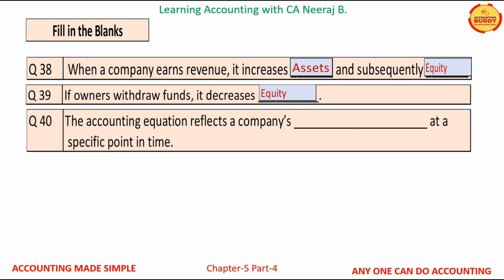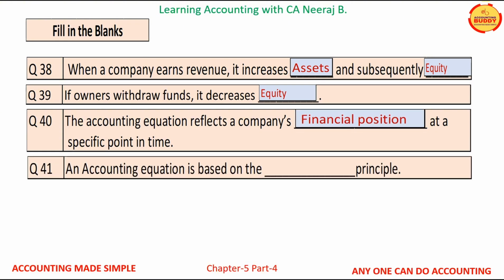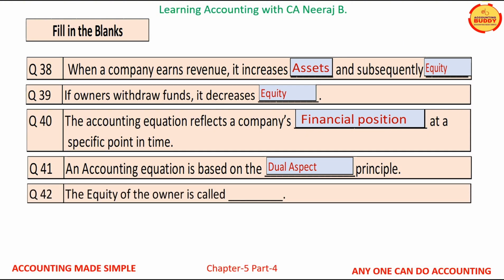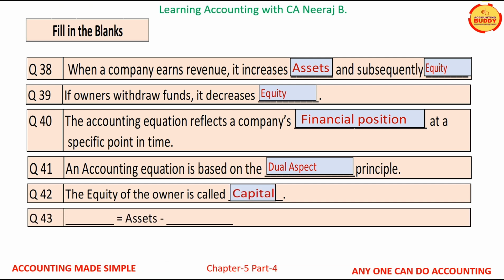Question number 40: the accounting equation reflects a company's dash at a specific point in time. The answer is financial position. Question number 41: an accounting equation is based on the dash principle. The answer is dual aspect principle. Question number 42: the equity of the owner is called dash. The answer is capital. Question number 43: dash is equal to assets minus dash. The answer is capital is equal to assets minus liabilities.